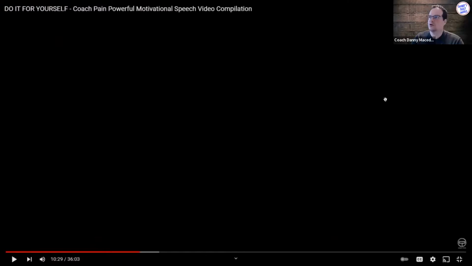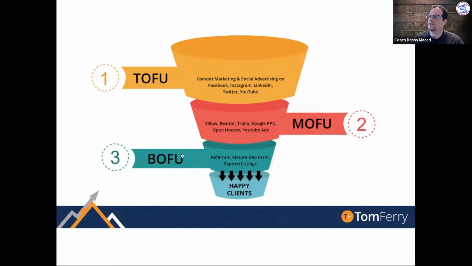System. So top of the funnel, middle of the funnel. I just want to share this with you. This is a graph showing top of the funnel leads. When you look at your real estate business, you are going to have people who are top of the funnel. And what are top of the funnel leads?